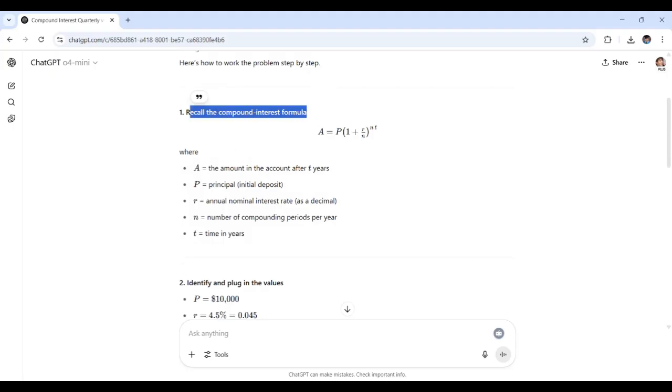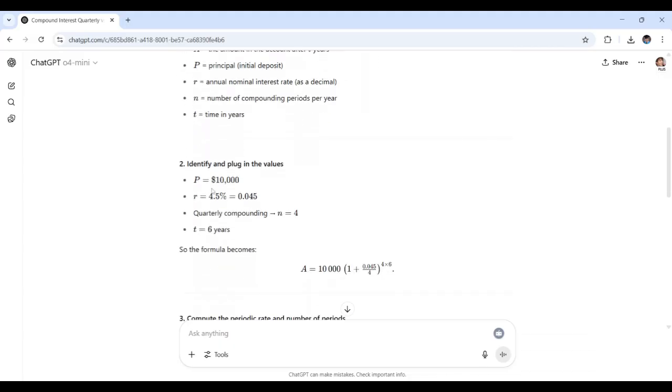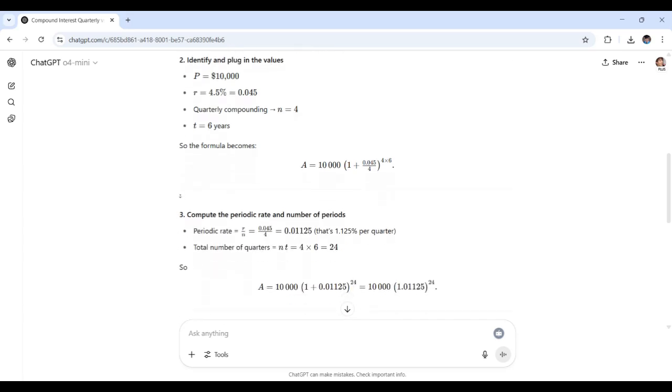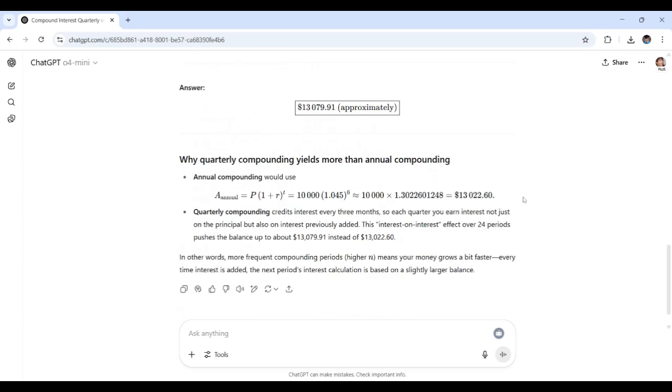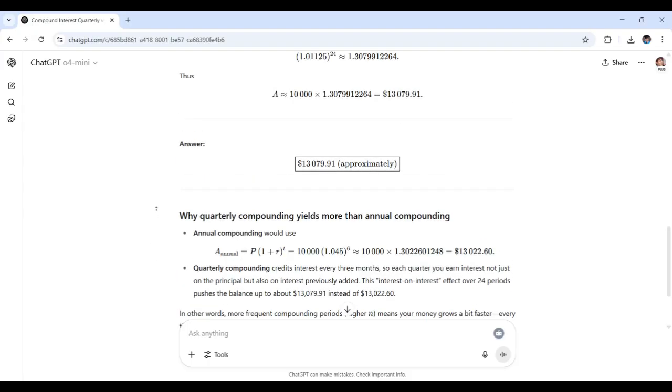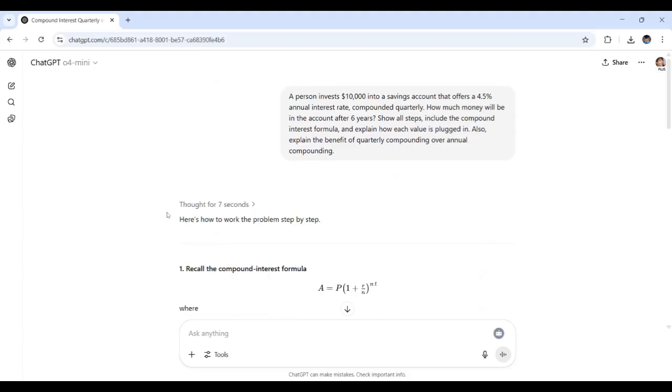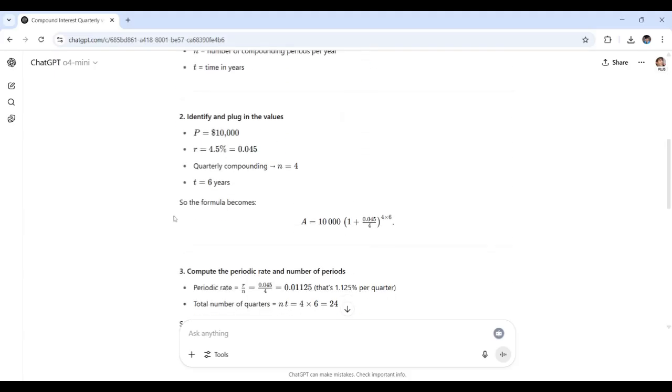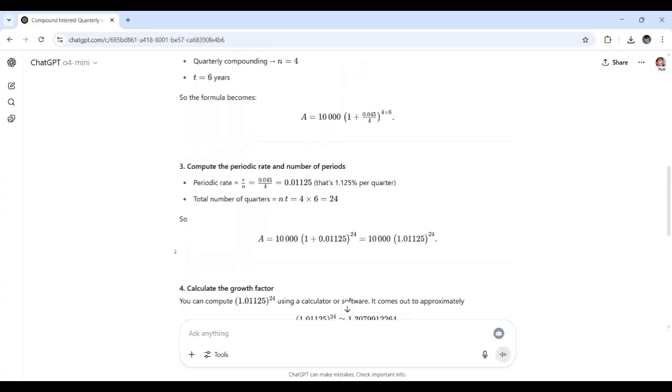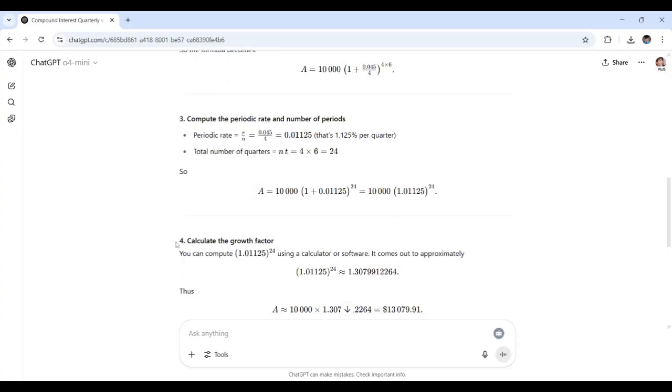Here, it recalls the compound interest formula. See right here, it's clearly laid out nicely. It substituted each value and did the math. And by the end, the financial reasoning. This is the kind of breakdown you'd hope to see in tutoring sessions. So yeah, this is quite helpful. Overall, whether you're tackling advanced algebra or real-world finance problems, O4 Mini delivers fast, focused, and accurate reasoning every step of the way.